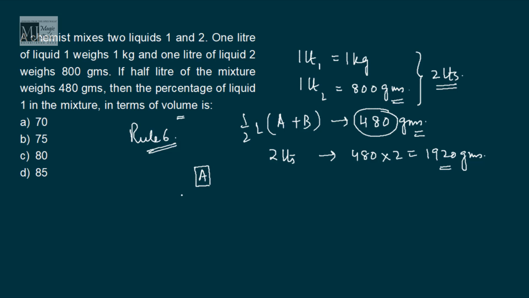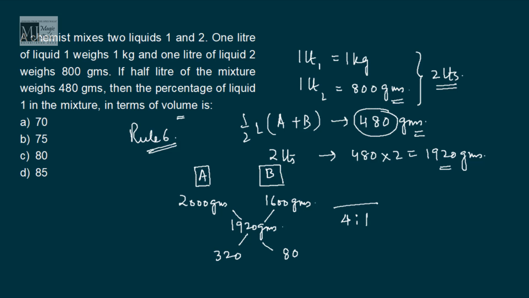What would be the weight of 2 liters of such a mixture? It would be 2000 grams. And what if the entire 2 liters is of type B? It should be 1600 grams. But our mixture of 2 liters is 1920 grams, isn't it? Difference 320, difference 80, ratio 4:1 by volume.